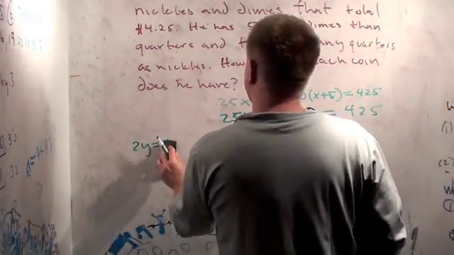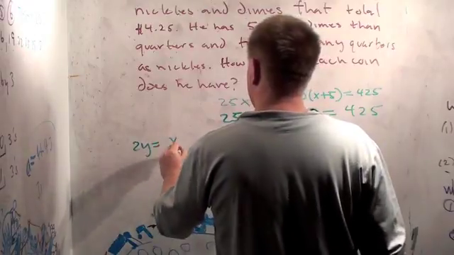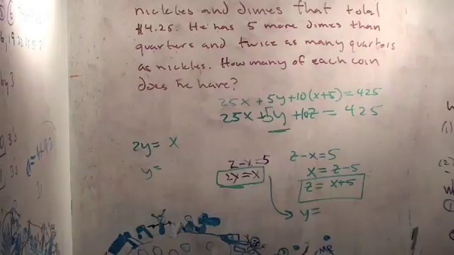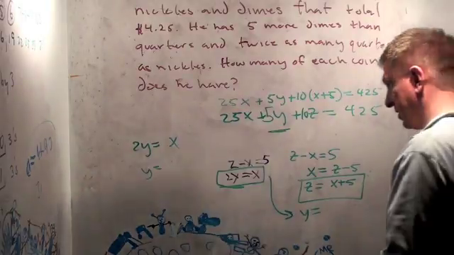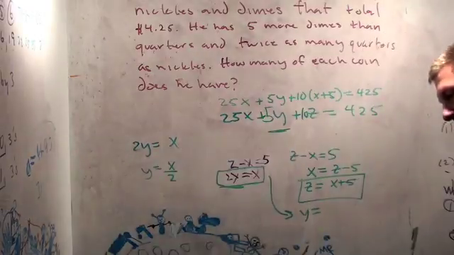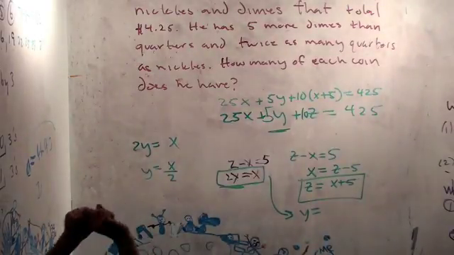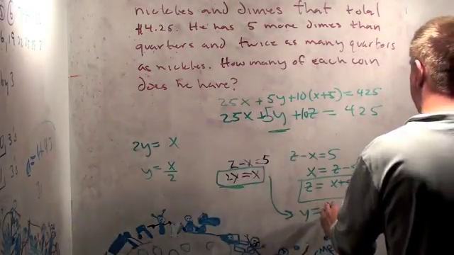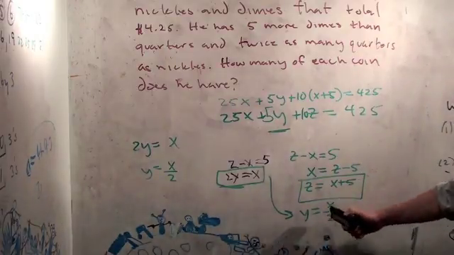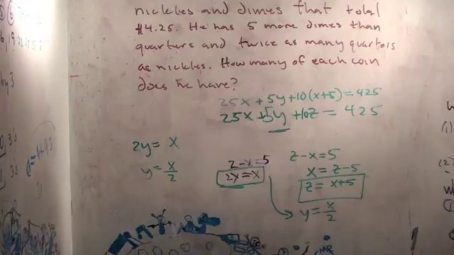Okay, so now, what if 2y equals x? What does y equal? 1/2 of x. Right, which we can just call x divided by 2. That's pretty neat, isn't it? Okay, so y equals x divided by 2. So we're going to substitute in x divided by 2 for y here.